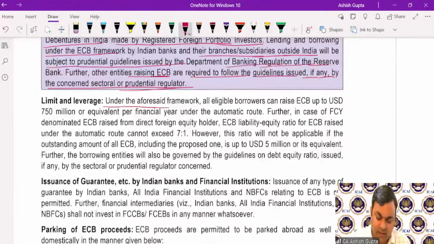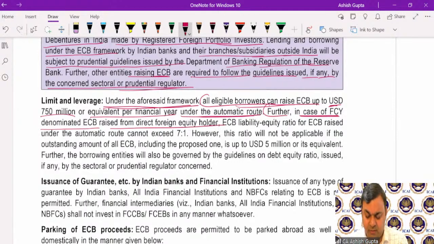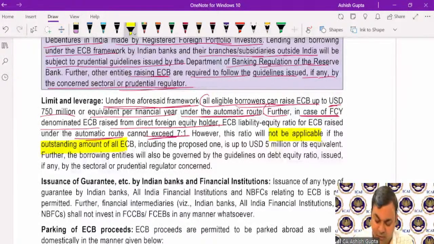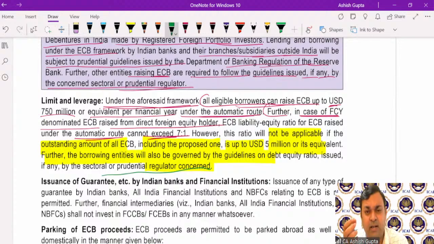Limit and leverage. Under the aforesaid framework, all eligible borrowers can raise ECB up to USD 750 million or equivalent per financial year under the automatic route. Further, in case of FCY denominated ECB raised from a direct foreign equity holder, the ECB liability equity ratio for ECB under the automatic route cannot exceed 7:1, right? However, this ratio will not be applicable if the outstanding amount of all ECB, including the proposed one, is up to USD 5 million or its equivalent. Further, the borrowing entity will also be governed by the guidelines on debt equity ratio if issued by any sectoral or prudential regulator concerned, right? So that is the ECB part, the limit and leverage part also.